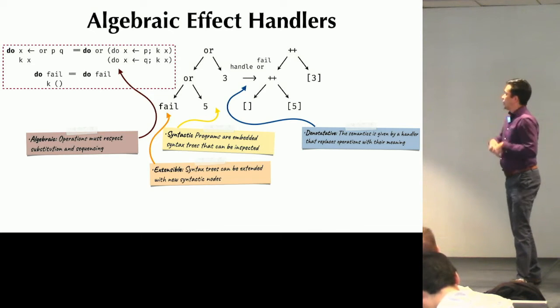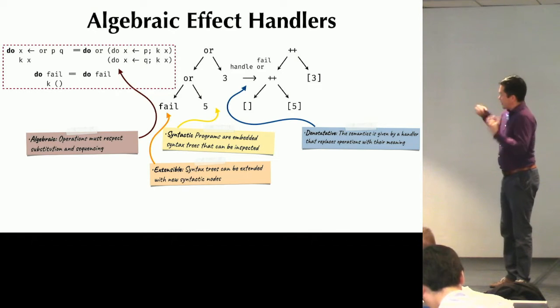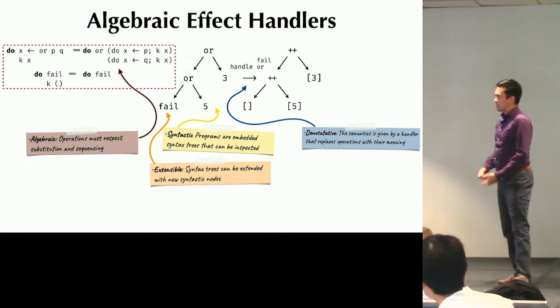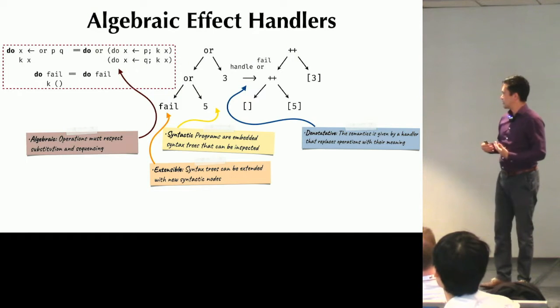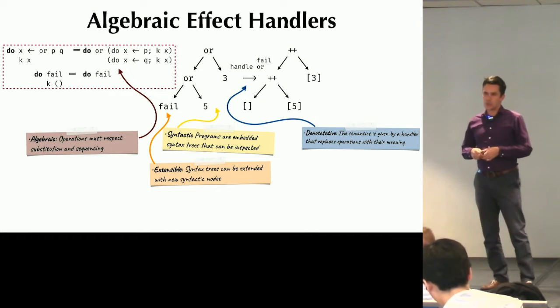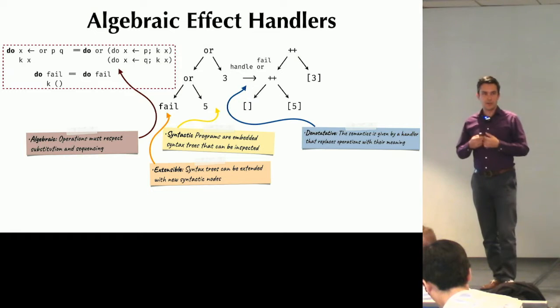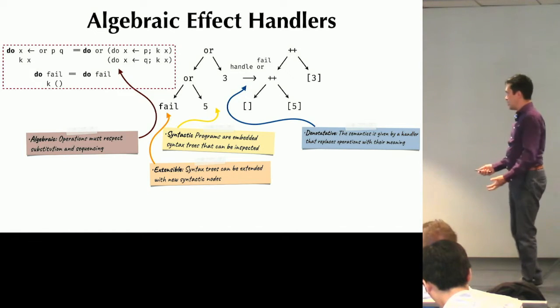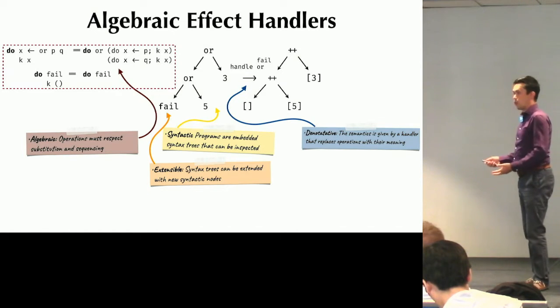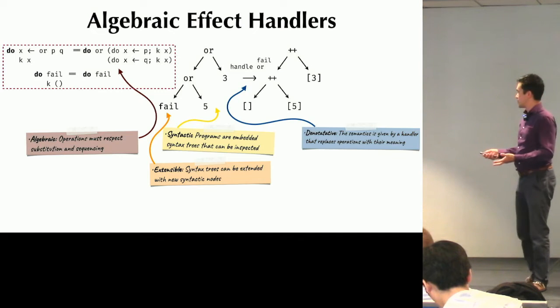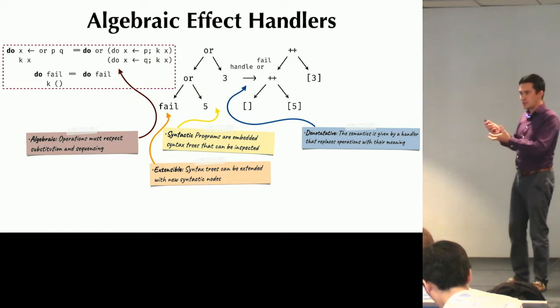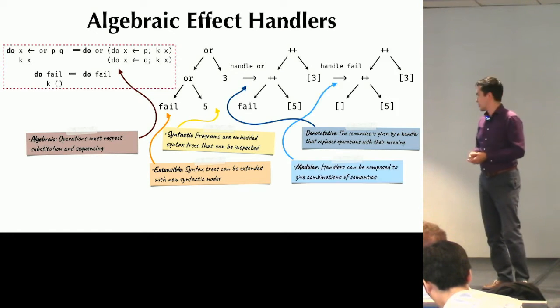Now, the next thing that algebraic effect handlers give you is this idea of being extensible, in the sense that your syntax trees needn't be fixed in terms of the kinds of syntax that they can represent. So you could have non-determinism. You might want to also add failure to this, or state, or whatever other fancy things that you want. And so you can modify the tree to contain different syntactic constructs.